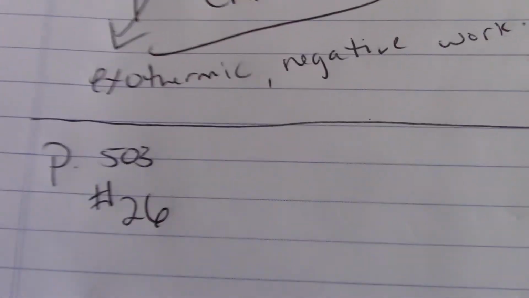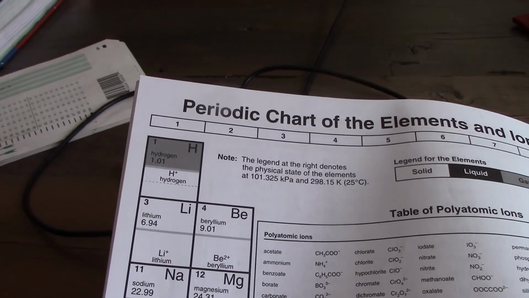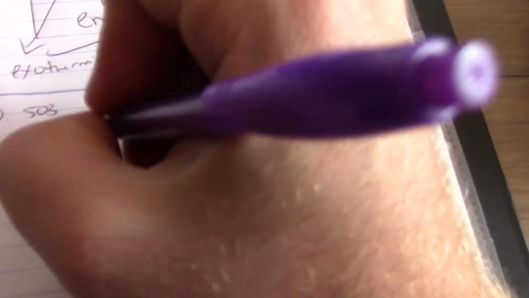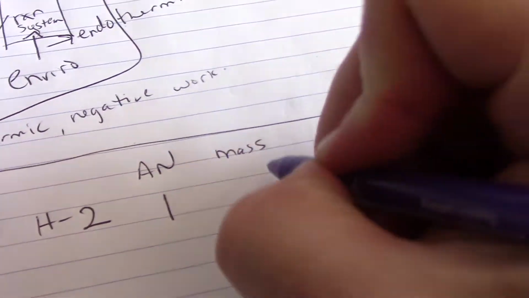So it's asking, I have an isotope of hydrogen. So this is hydrogen 2, and you need to have your periodic table here. Okay, so this is a hydrogen 2 isotope, H2. It's asking what's the atomic number. I know what the atomic number is. The atomic number is right here. So the atomic number is 1. The mass number, since it's an isotope, I get this. So the mass number is 2.